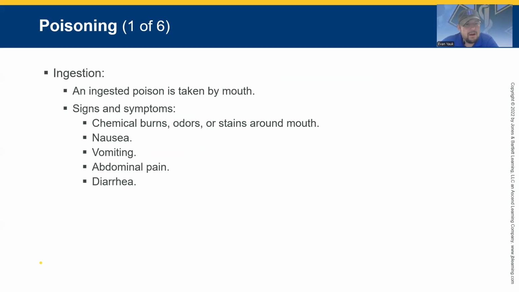Ingestion. An ingested poison. So we're on poisoning now. An ingested poison is taken by the mouth. So we ingest it. Signs and symptoms: chemical burns, odors, and stains around the mouth, nausea, vomiting, abdominal pain, or diarrhea. These are all very possible.